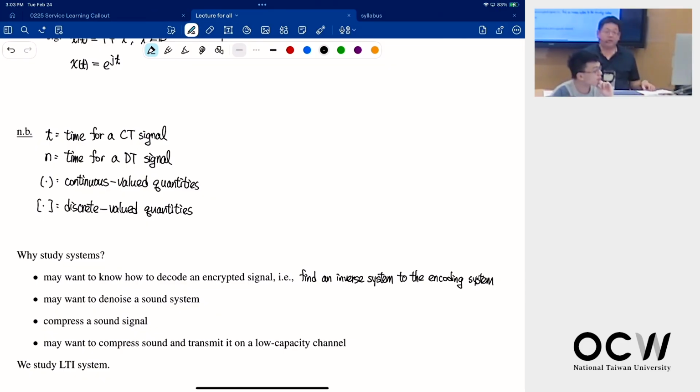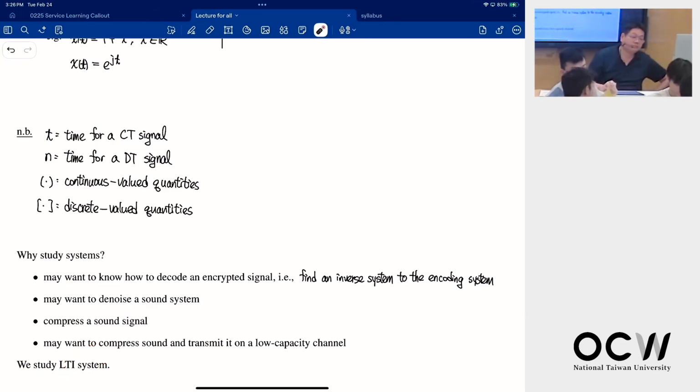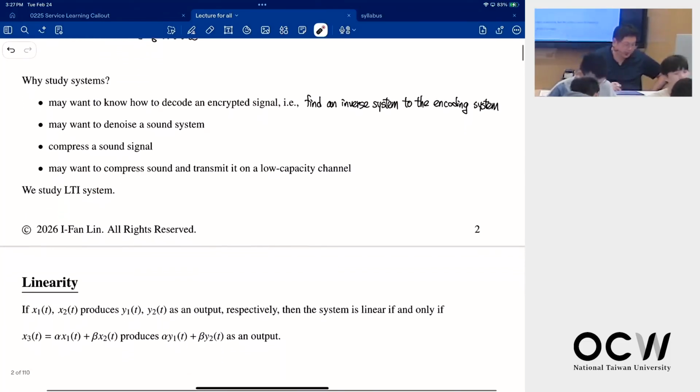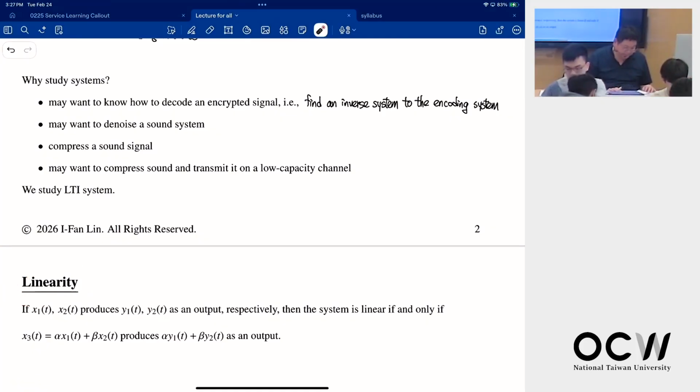And in this course we study linear time invariant systems. So here is the linear time invariant system. That means that we need to know what linear time invariant is. So what is linear? And what is invariant? Now, since we are going to talk about linear time invariant systems, before this we need to learn some basic concepts. First is linear. So what does that mean, linearity?